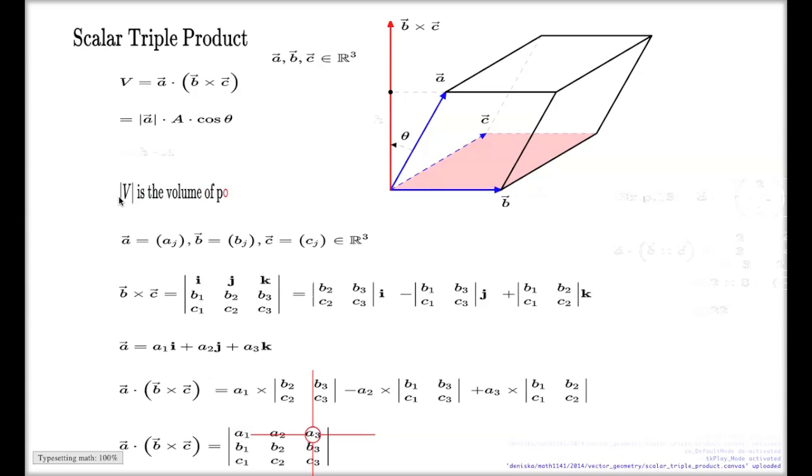The absolute value of V is the volume. Sorry, I said volume of the parallelogram, certainly I misspoke, I mean the volume of the parallelepiped based on those three vectors. And that's where I will stop.